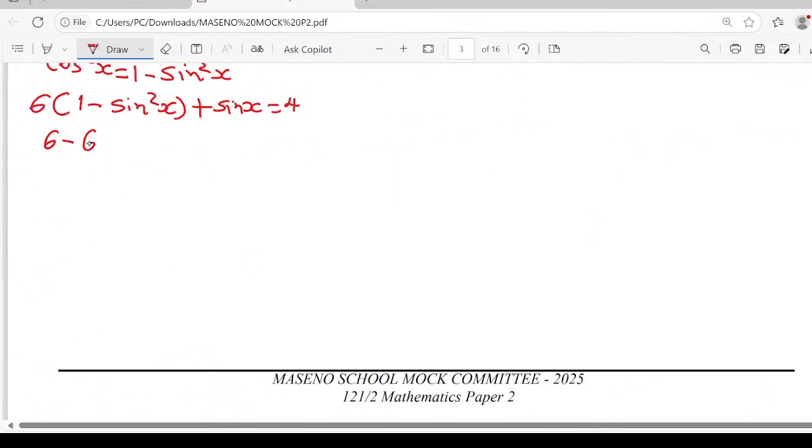Minus 6 sine squared x, then plus sine x being equal to 4.